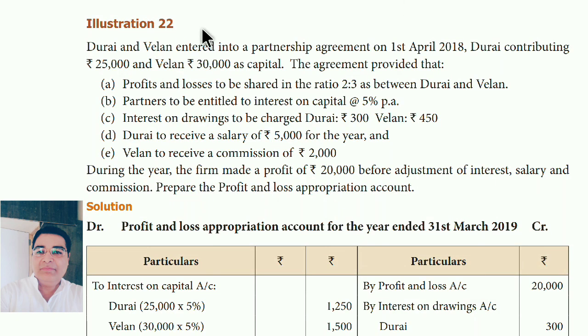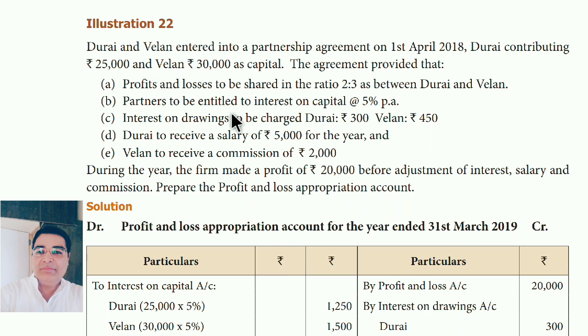Hello friends, welcome to GMG accountancy classes. Today we are going to discuss class 12, third lesson, illustration 22, page number 108. Very important, profit and loss appropriation account. How to prepare profit and loss appropriation account.